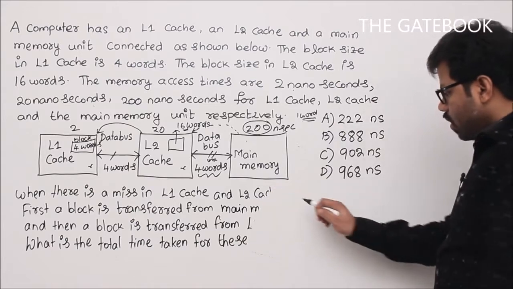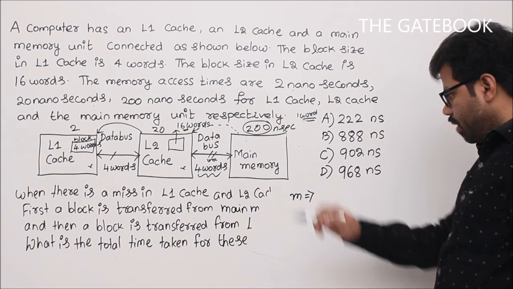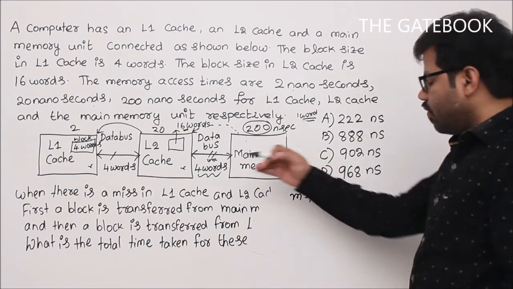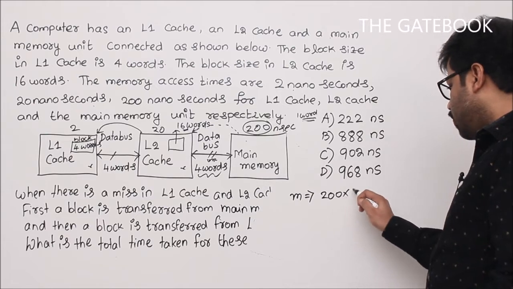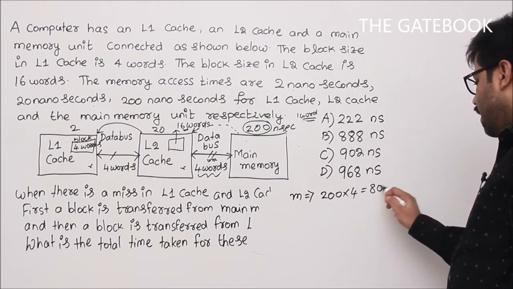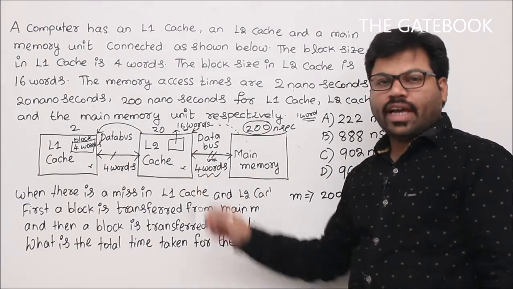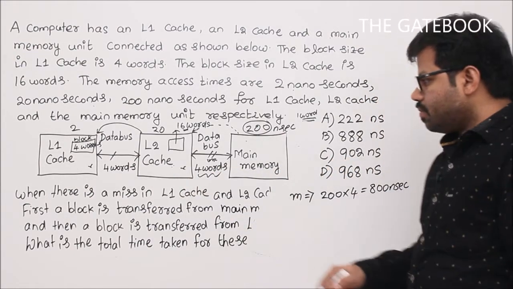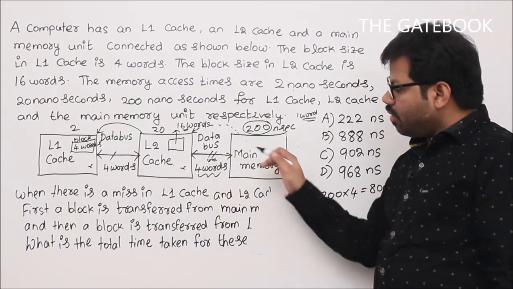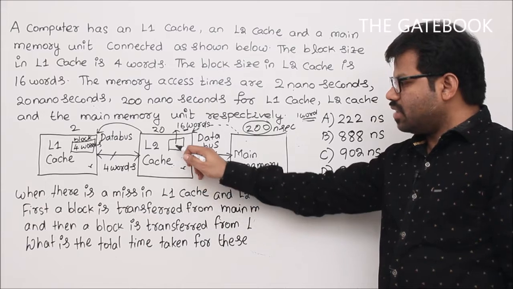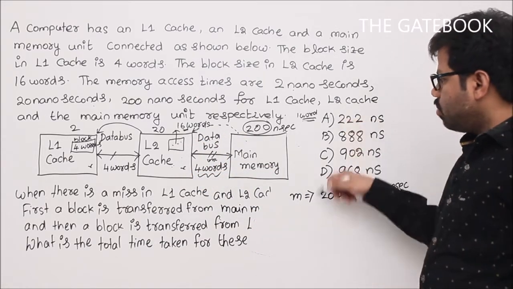I am writing here. You will be accessing main memory 4 times because 16 words are to be transferred, 4 words at a time. Then main memory is accessed 4 times, 200 into 4, 800 nanoseconds. Now each such word should be moved to cache. Generally, whenever you are accessing main memory, we will keep that in cache in parallel, so cache access time need not be counted, but actually the options won't match.